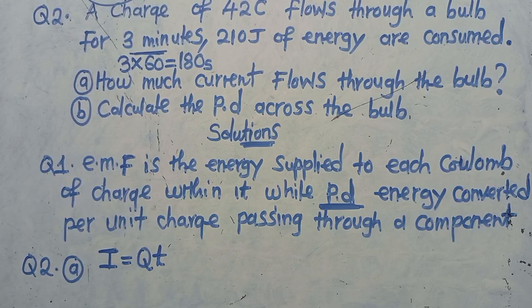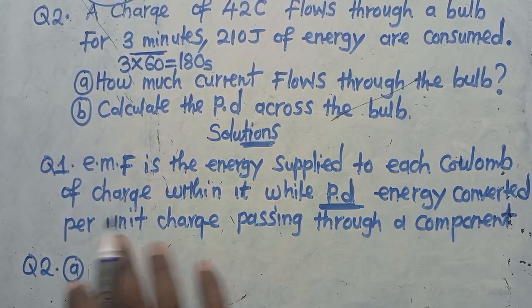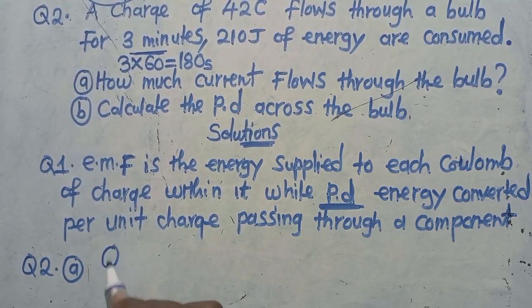This formula, we know it. So for us to answer this particular question, how are we going to do it? Sorry, it is not like this. The actual formula is: charge is equal to current times time. This is how the formula is.